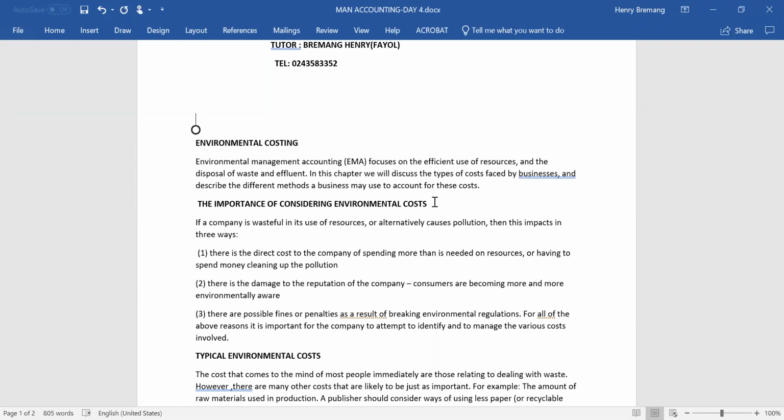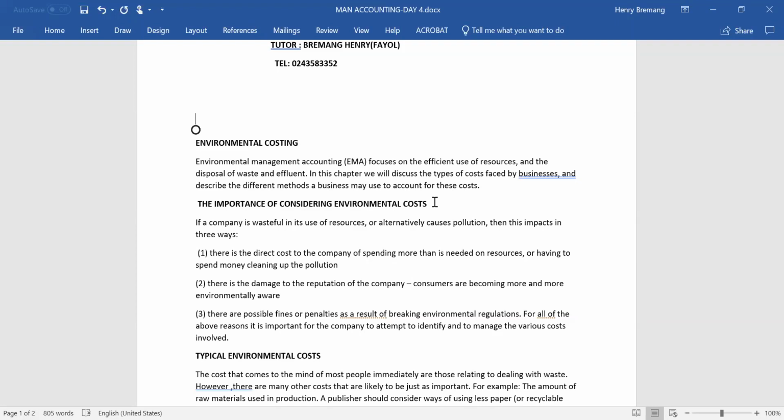Apart from that, we are saying that it is really important for the management accountant to look at environmental cost. In some situations where there's going to be waste or issues of pollution, the impact of these indicators on the environment can be disastrous. But it's important for the management accountant to look at costing pertaining to these elements.